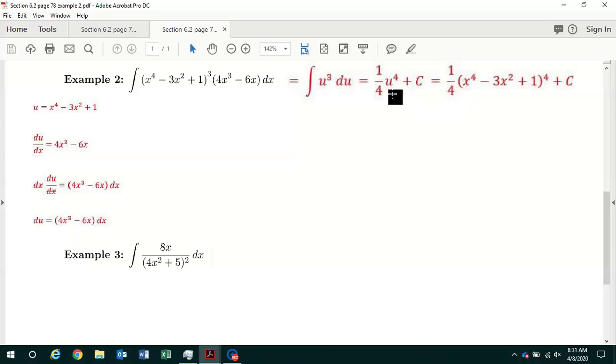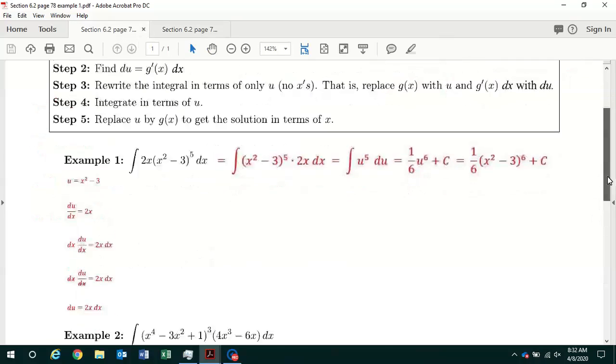So the last step is to replace u with what it's equal to. Well, we set u equal to x to the fourth minus 3x squared plus 1, so we replace u with that, and then this is our final answer. The antiderivative of this function right here is equal to 1/4 times (x to the fourth minus 3x squared plus 1) to the fourth plus c. This is the final answer.